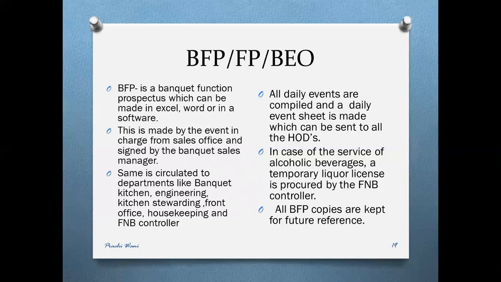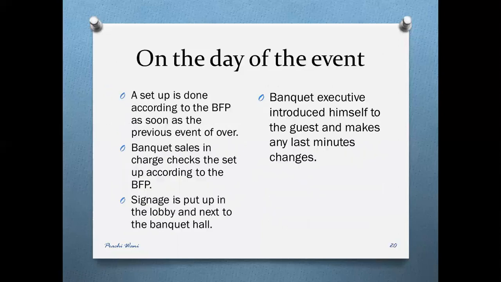Same is circulated to departments like banquet kitchen, engineering, kitchen stewarding, front office, housekeeping, and F&B controller. Now once the BFP is made, all daily events are compiled and a daily event sheet is made, which can then be sent across to all the HODs. In case of the service of alcoholic beverages, a temporary liquor license needs to be procured. Now that job is done by F&B controller. All BFP copies are kept for future reference.